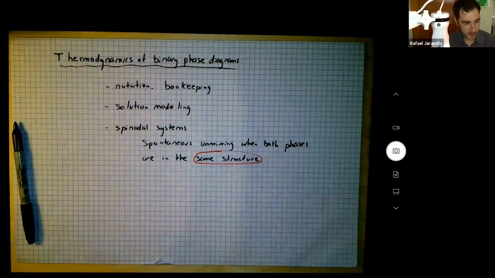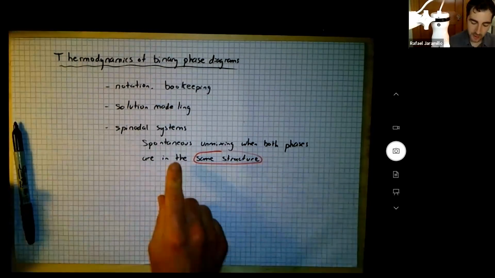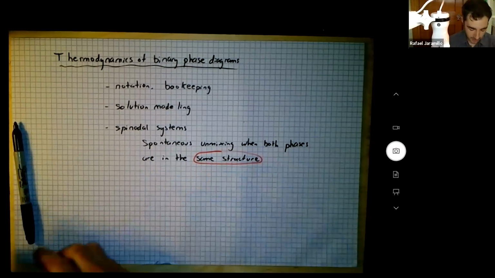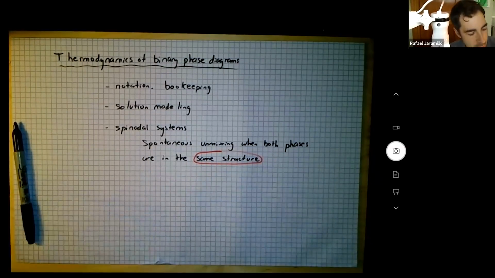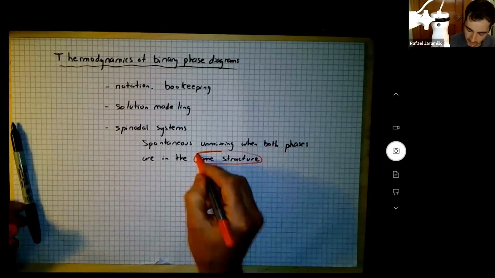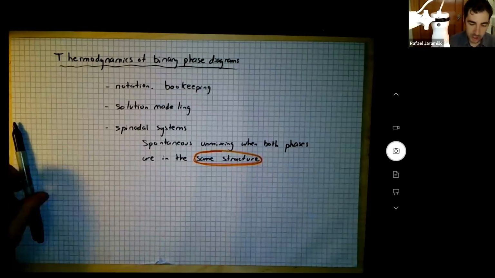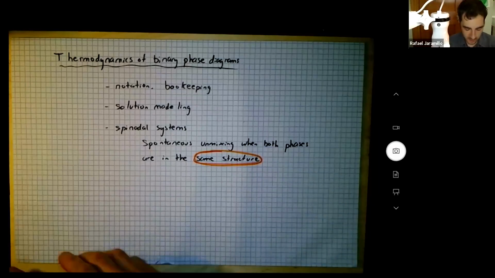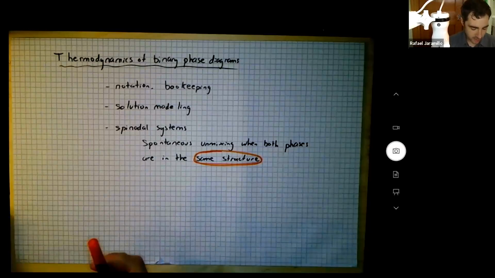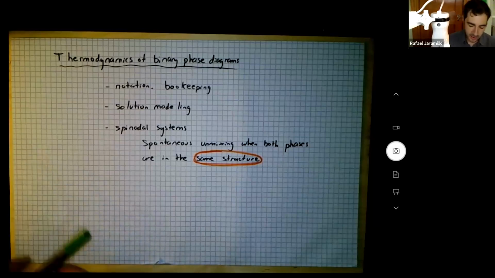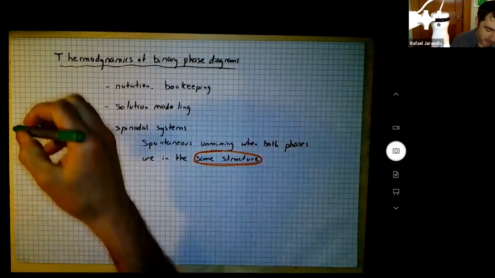So spinodal systems are spontaneously unmixed when both phases are in the same structure. We haven't made a lot of this yet, but it's been an important point that all the spinodal systems have the same structure. You have a chromium-rich BCC and an iron-rich BCC, or an ethanol-rich liquid and a dodecane-rich liquid, and so forth. But the structure is the same. And so this is our story thus far.